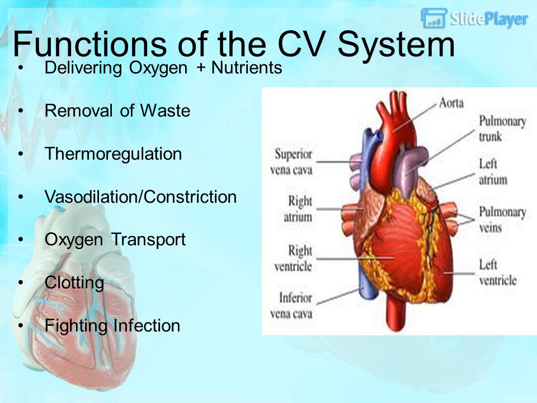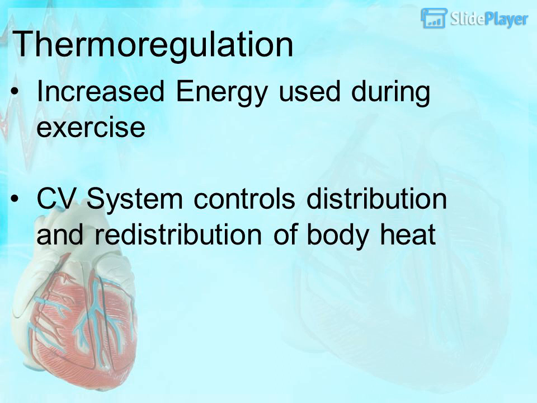Functions of the CV system: delivering oxygen plus nutrients, removal of waste, thermoregulation, vasodilation and constriction, oxygen transport, clotting, fighting infection, increased energy use during exercise. The CV system controls distribution and redistribution of body heat.